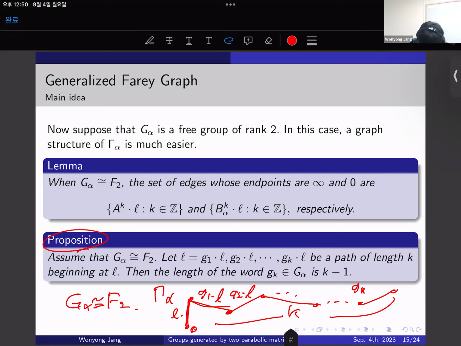Sorry. Yeah, we unify this notation. So G1.L is the same as G1.L, and G2, G3, and yeah, GK.L. Then the conclusion is that GK has word length k minus 1. I want to point out that this proposition doesn't hold when G alpha is not a Nielsen free group, because it has many relations, so it does not hold.